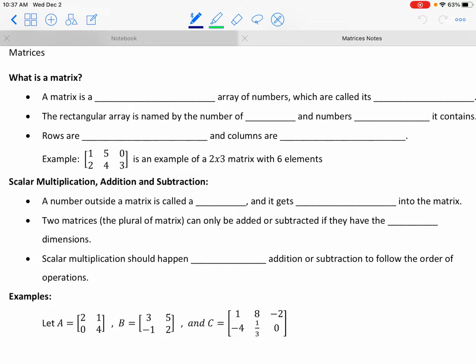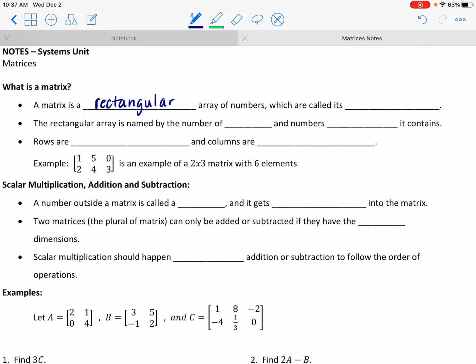So when I say matrices or a matrix, what is it? A matrix is just a rectangular array, a rectangular arrangement of numbers, and the numbers that are in that rectangular array are called the elements of the matrix. And the rectangular array is named by the number of rows that it contains, followed by the number of columns that it contains. So we're always naming by rows and columns, and that's one of the key things you'll want to imprint into the memory for a matrix.